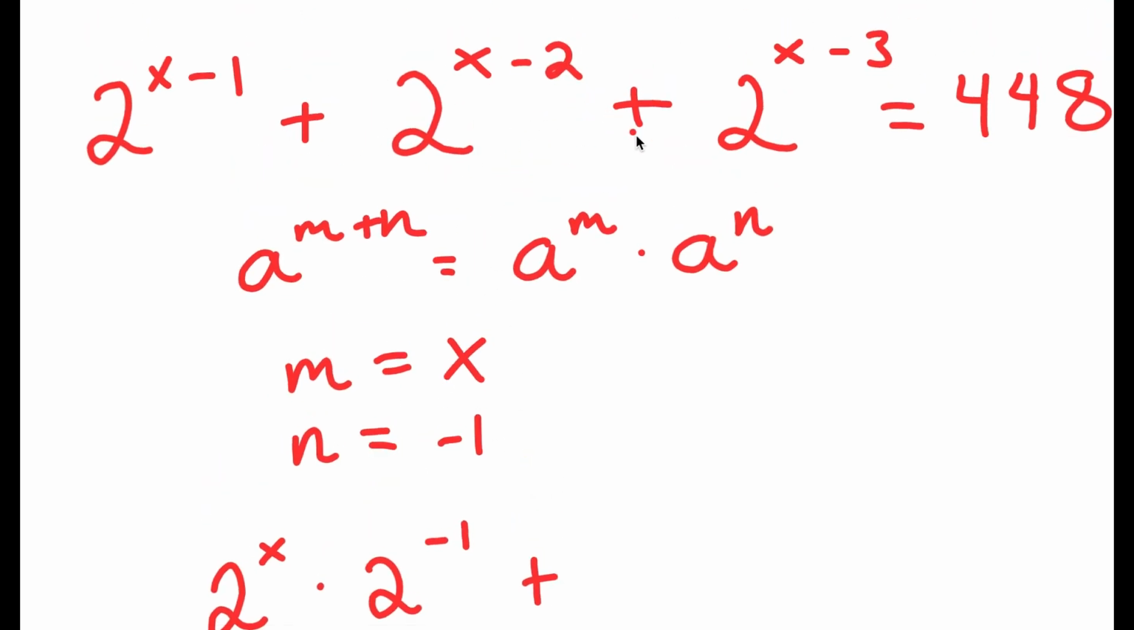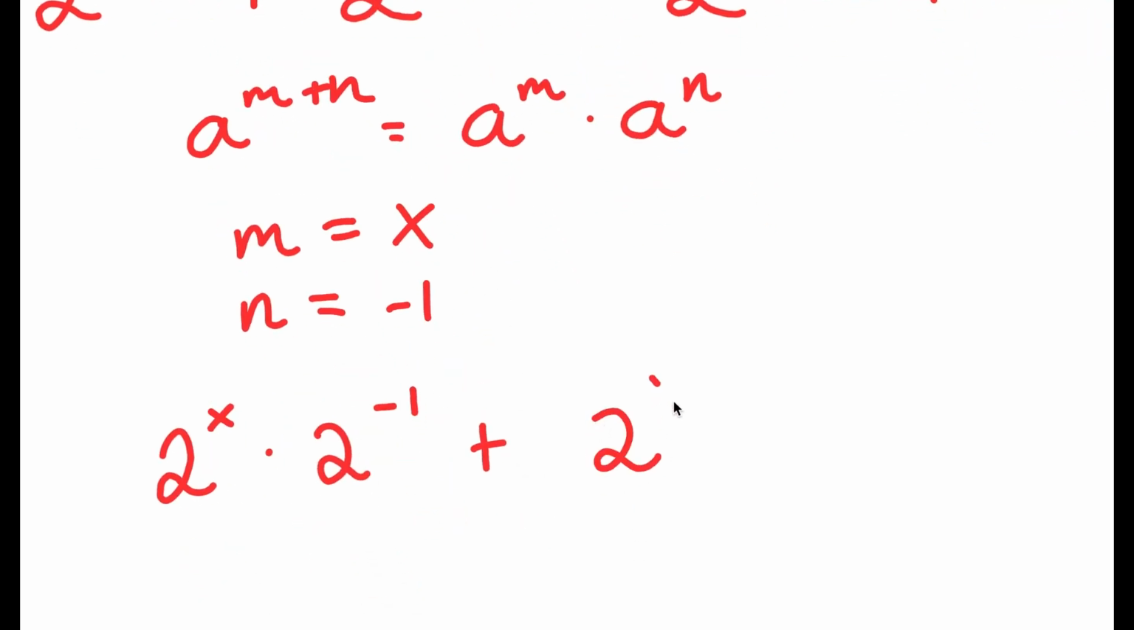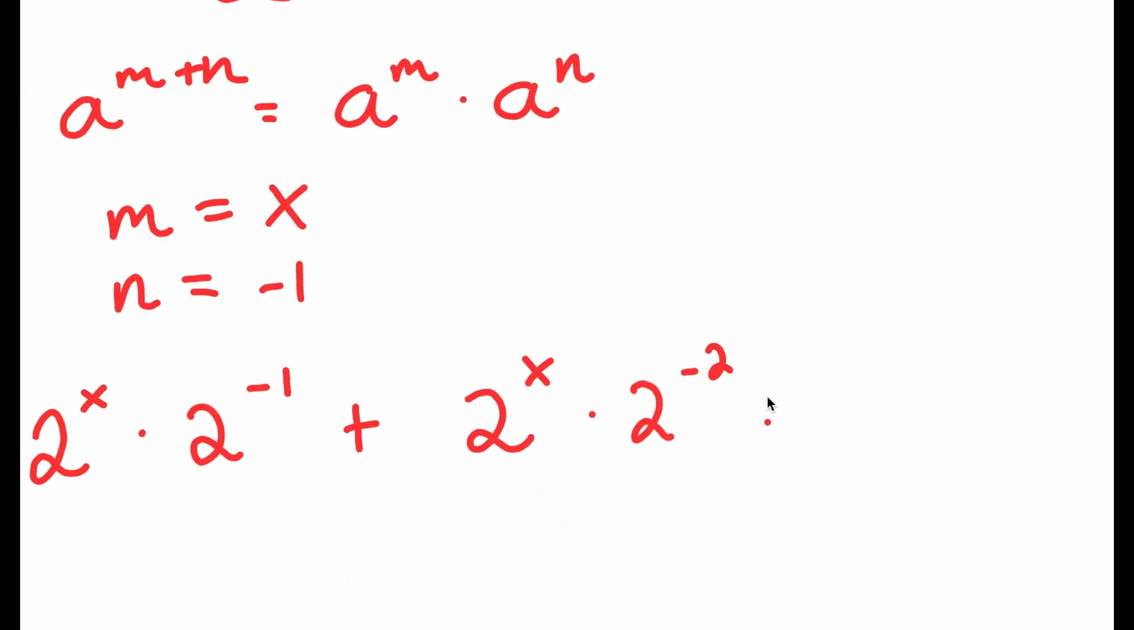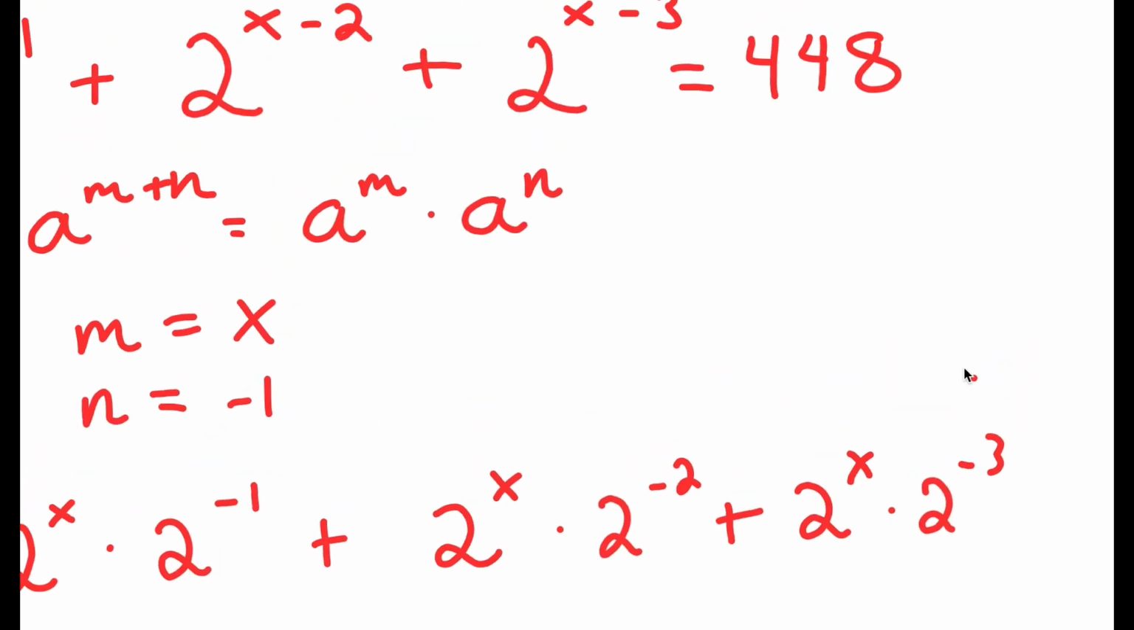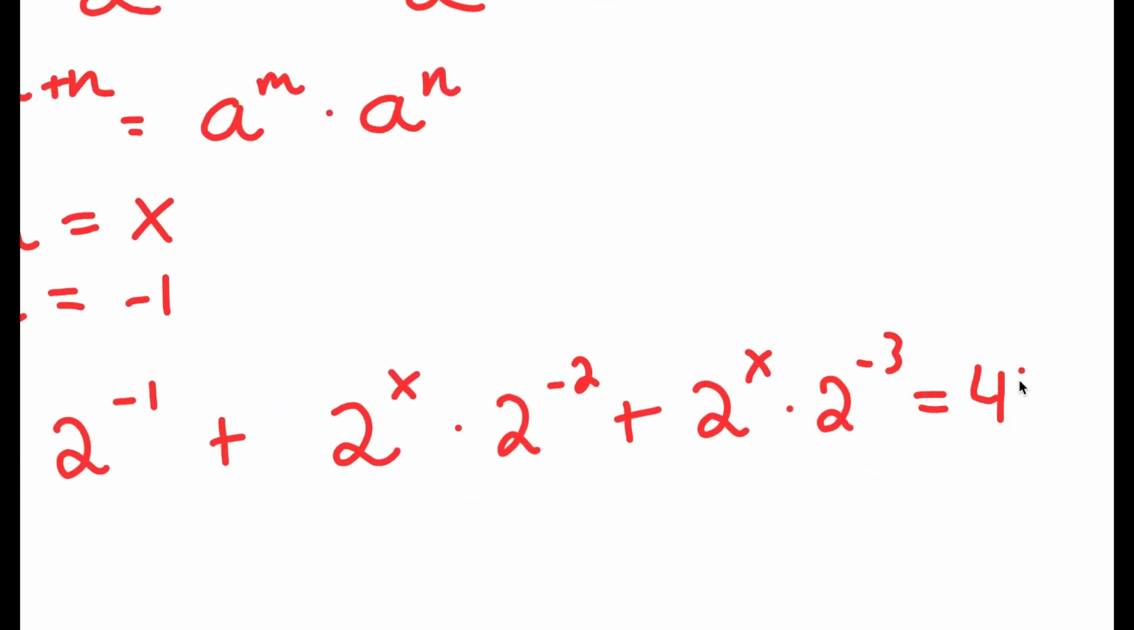Now I have this plus 2 to the power of x minus 2. That's going to equal 2 to the power of x times 2 to the power of negative 2. And 2 to the power of x minus 3, that's going to equal 2 to the power of x times 2 to the power of negative 3. Now I have this is equal to 448.